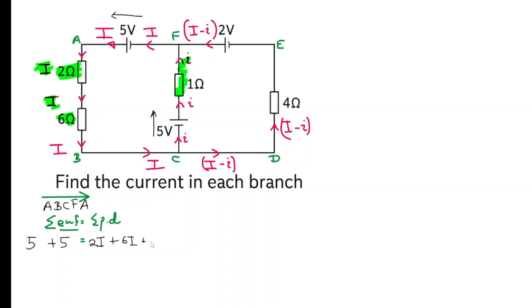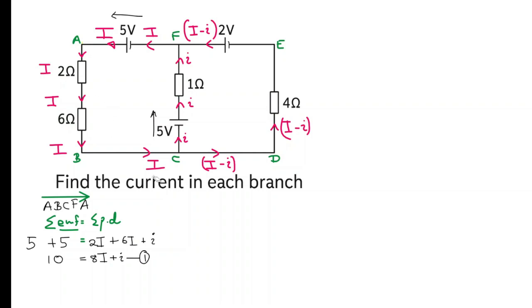So, lowercase i or 1i. And I'm just checking. No, there's nothing else. That's it. So we have 5 add 5 is 10, is equal to 2I add 6I is 8 capital I plus lowercase i. This is my first equation.